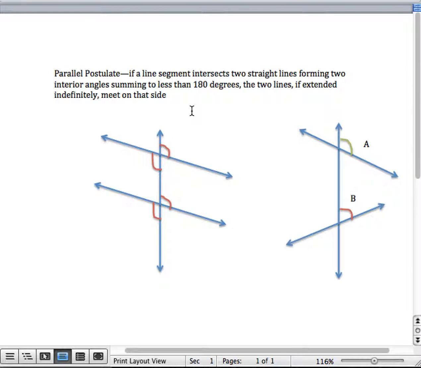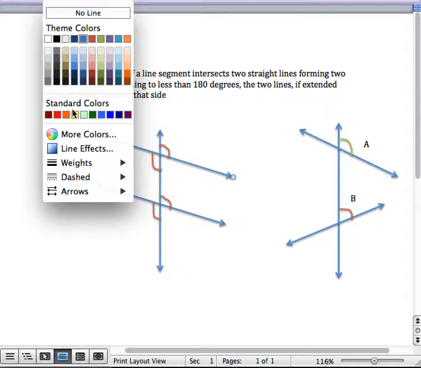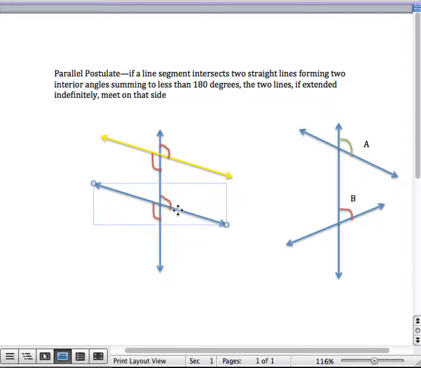Now that sounds really long and scary, but really what it means is here is our vertical ray right here, and here's two intersecting lines. Now these two intersecting lines, if you can't tell, are parallel to one another. So if they're parallel, that's great, all things are great. That means that all these angles are vertical angles as indicated by the red lines.